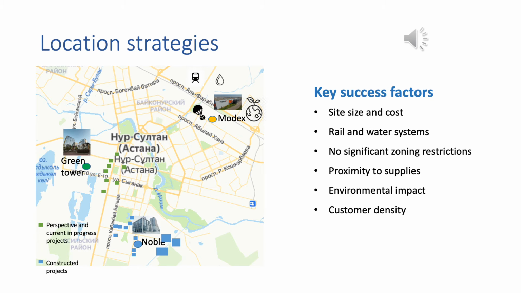Now let's talk about location strategies. Location of BA Group's offices is one of the main company's advantages. The company has main facilities in Nur-Sultan that are strategically distributed across the city. The main office is the Green Tower, which is located on the territory of the residential complex Green Quarter.